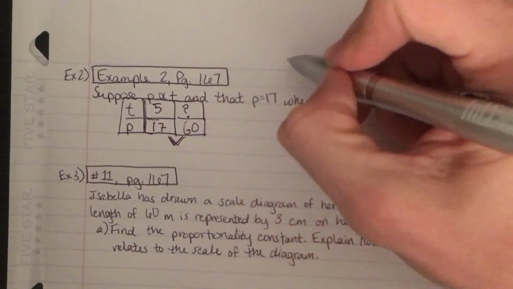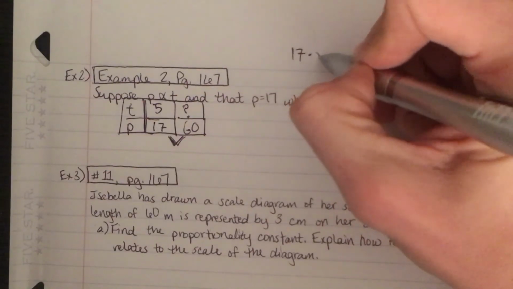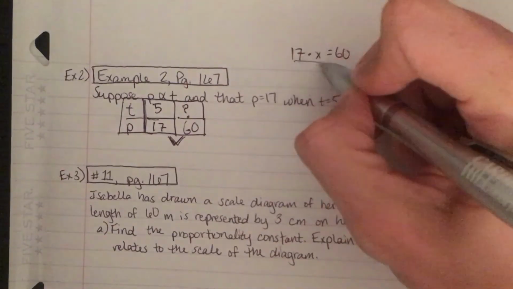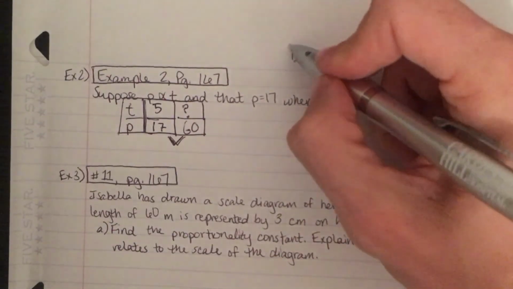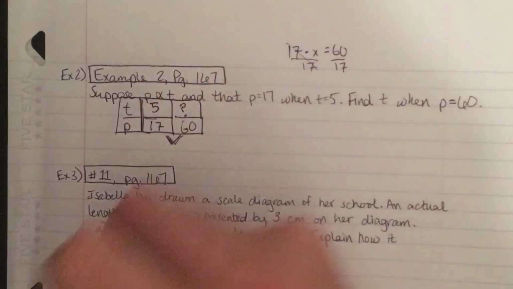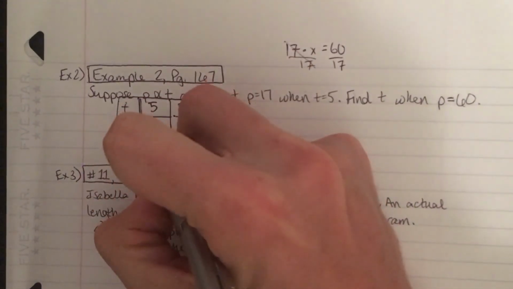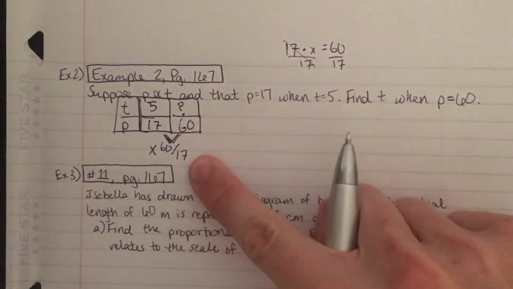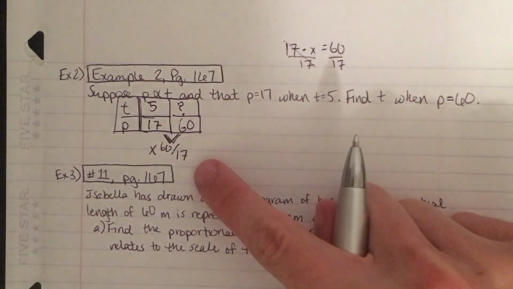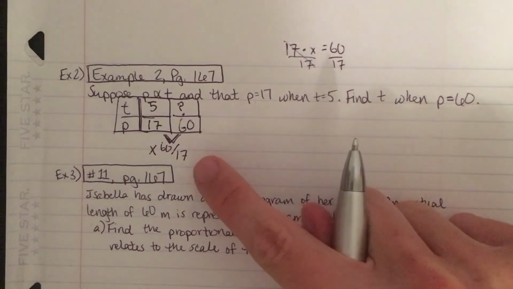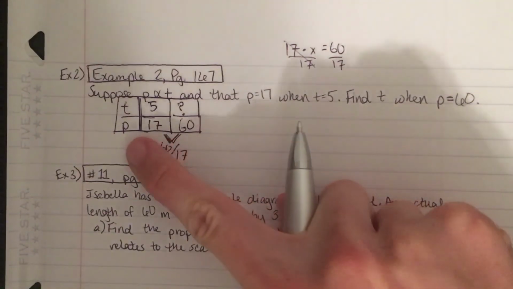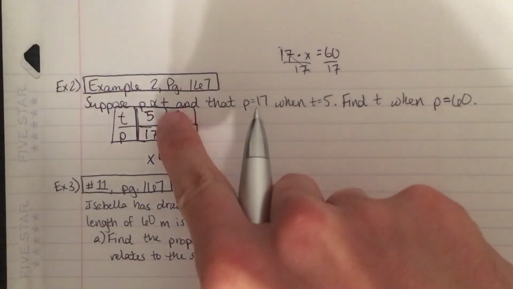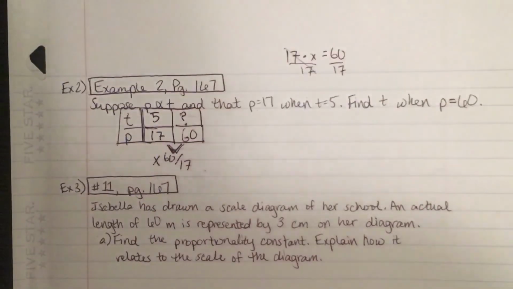So let's see. 17 times X equals 60. So the value that's going to work there is if we divide both sides by 17. The value that we have to multiply by is 60 over 17. That is what we're going to be multiplying by here. So as a reminder, direct variation means that if you multiply one variable by 60 over 17, then it's only direct variation if the other one gets multiplied by it as well.